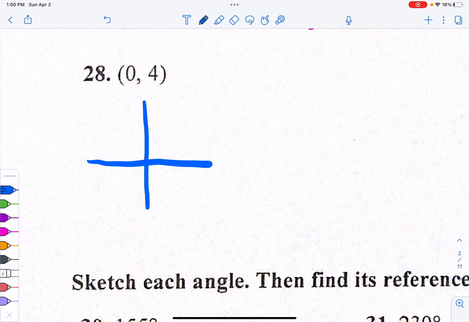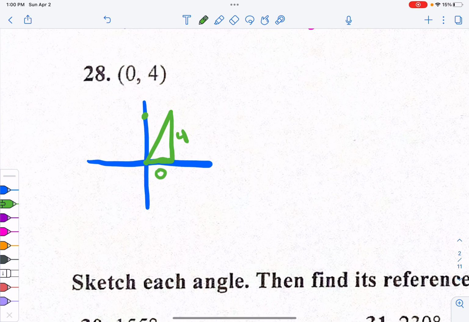Okay, this one's a little bit harder. 0, 4. 0, 4 means I'm not going left or right at all, and I'm going 4 up, okay? And so the way that I think about this is that, okay, what I'm going to do is I'm going to cheat a little bit. We're going to make this into a triangle, but I'm going to say that he's 0 over and 4 up, right?